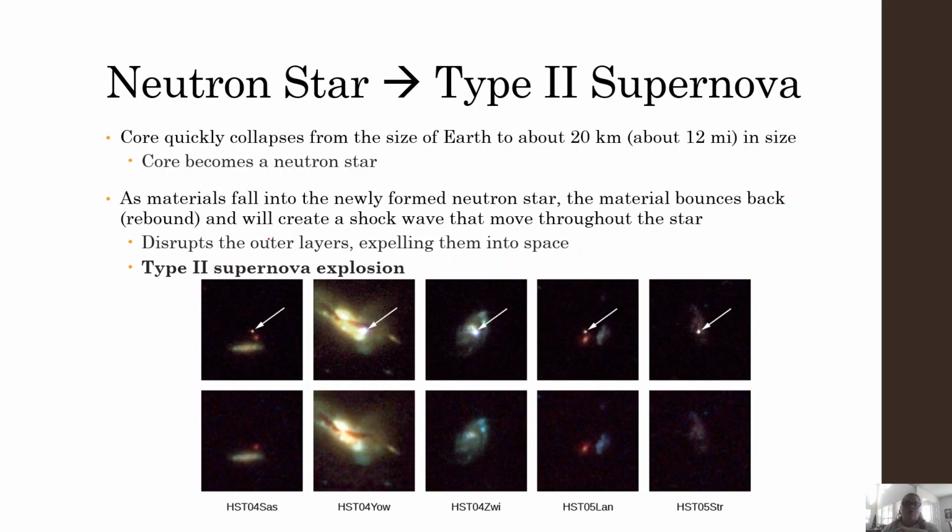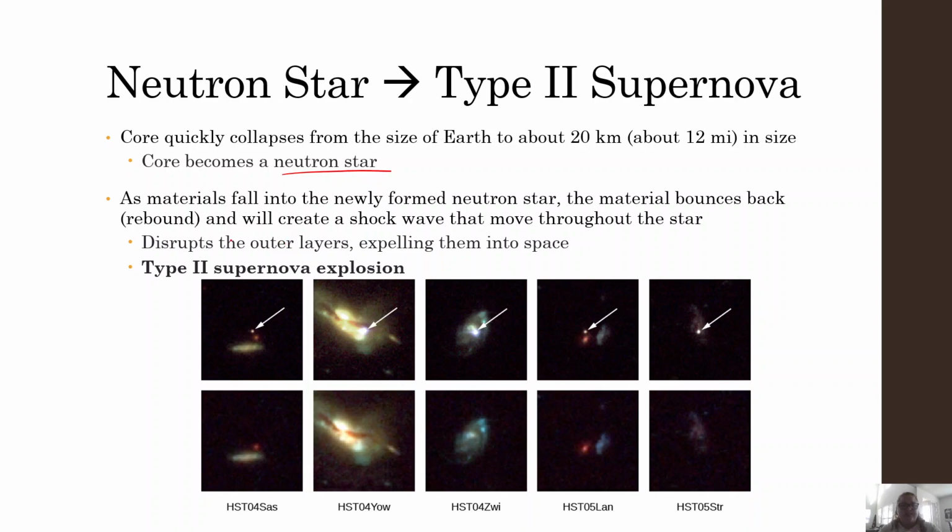So the core from the high mass star will collapse from the size of Earth to about 20 kilometers, or about 12 miles in size. So that is going from the size of Earth to the size of, say, a small town or a city. Okay, so this is how much it collapses in size, and it is a very quick process. Okay, so this core is now called a neutron star.